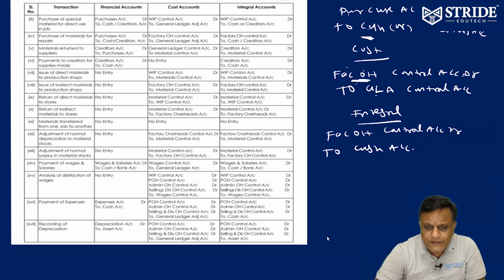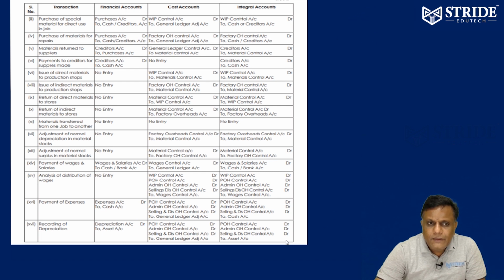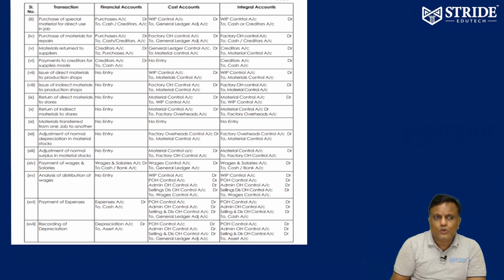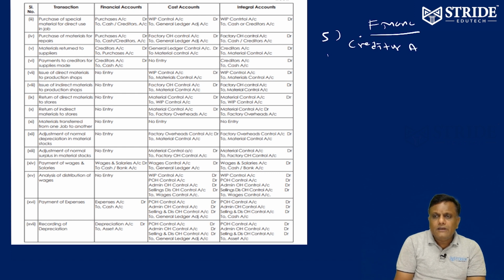Number 5, material return to store. Whenever materials are purchased, so material to purchase to creditor. Now we are returning. So cancellation entry in financial books, creditor account debtor to purchase. So creditor to purchase. These financial books.